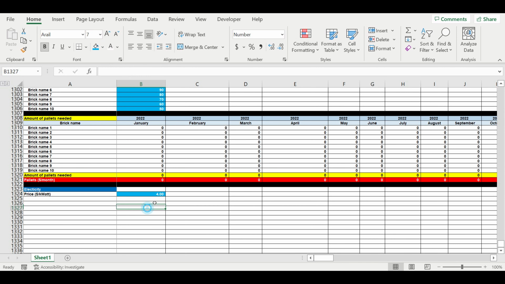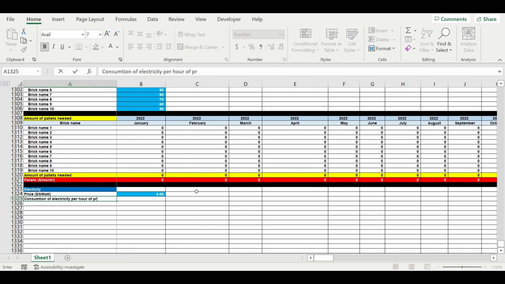I will color this cell with the specific color which goes with all our inputs. Then the next parameter is consumption of electricity per hour of the production line. Oh, let's say equipment. So let's say that for our production line, our equipment, the consumption of electricity is 2000 kilowatts per hour. This will be the input, so we'll mark it with blue color.